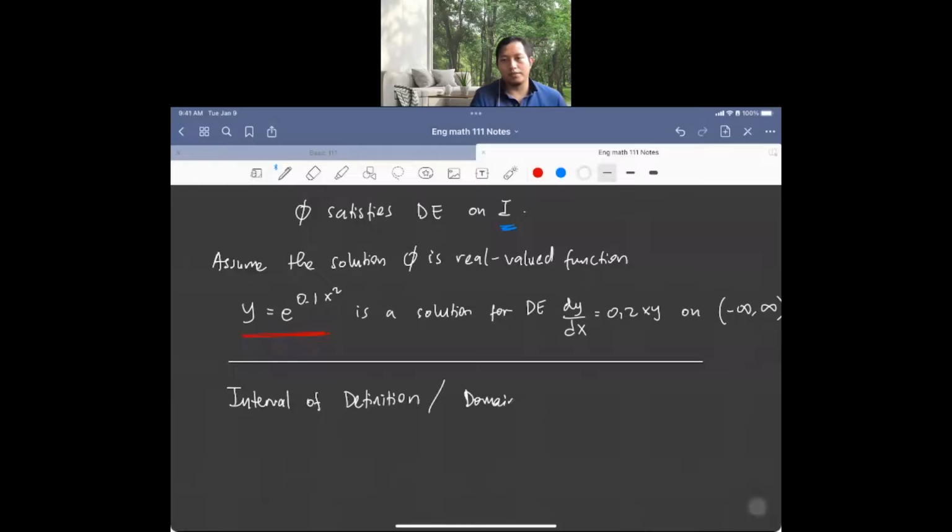Or some say it's the domain of solution, also okay. Or interval of validity, it's also okay. It can be an open interval, it can be a closed interval, it can be both, it can be an infinite interval, and so on.